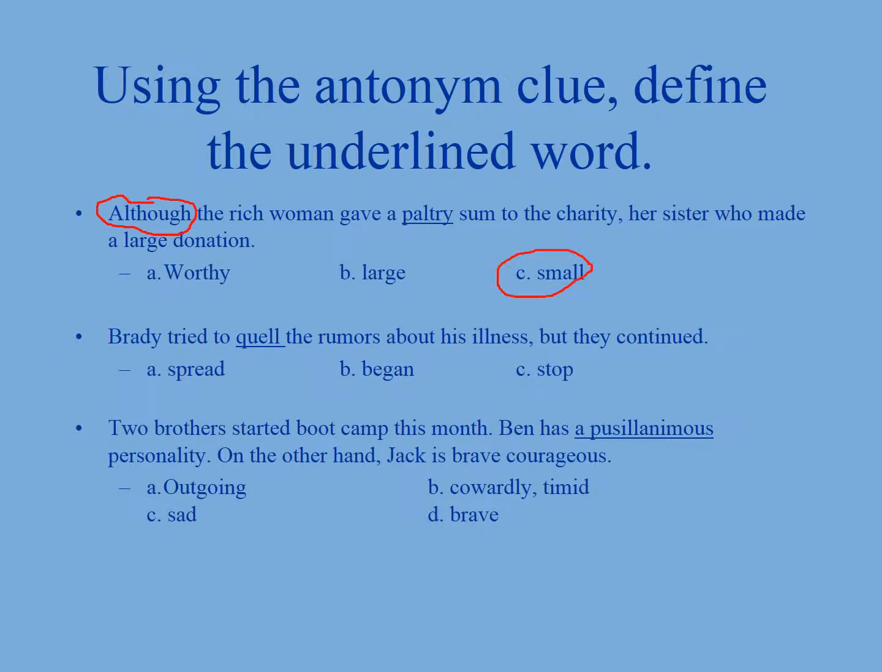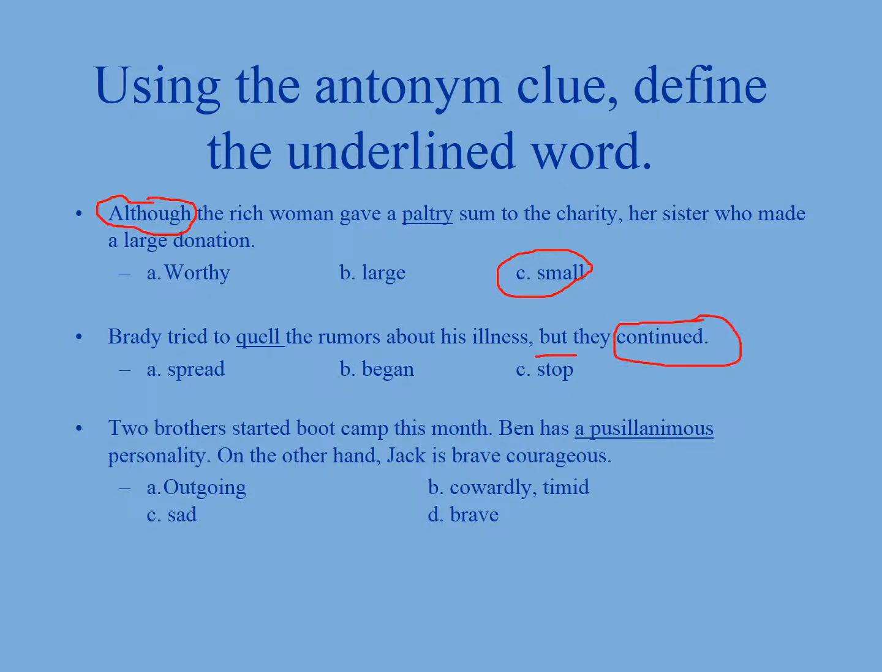You said small. You are correct. Brady tried to quell the rumors about his illness, but they continued. The word but is a signal word for the antonym clue, meaning that we are going to use the opposite to help us figure out the meaning of the unknown word. So Brady tried to quell the rumors, but they continued.